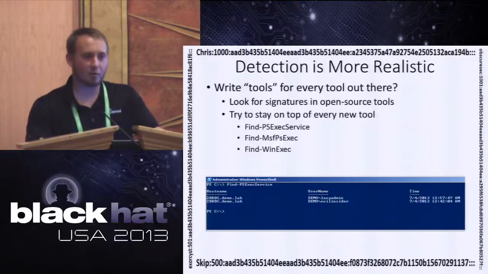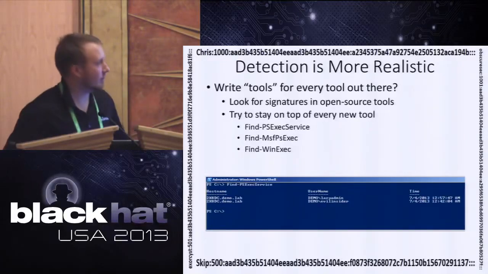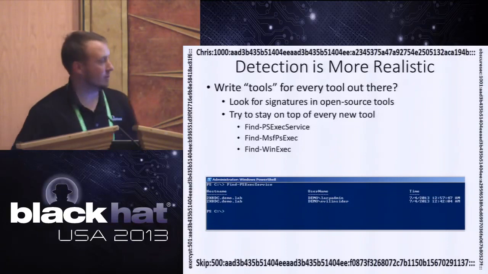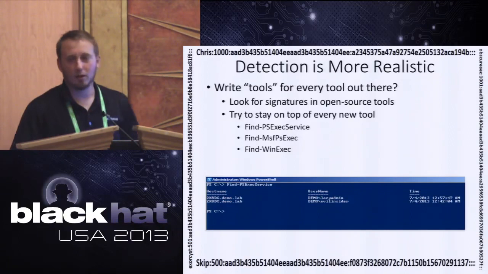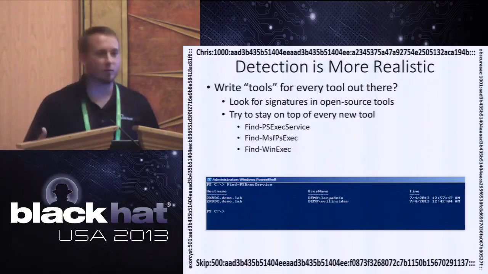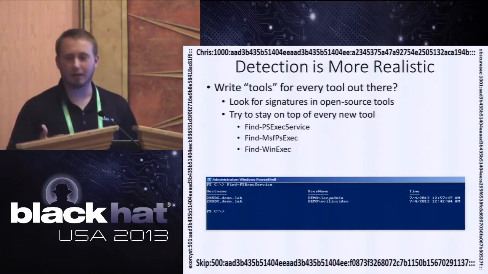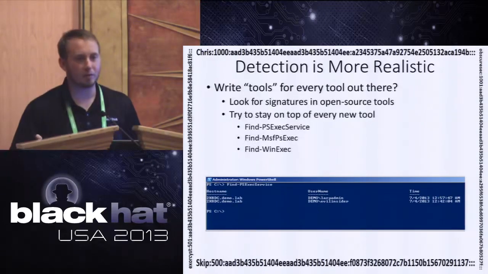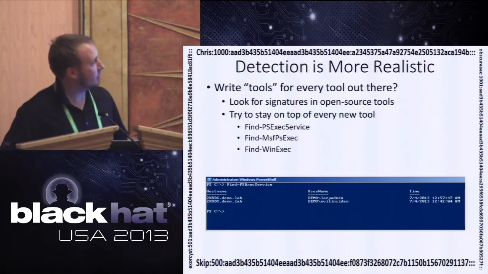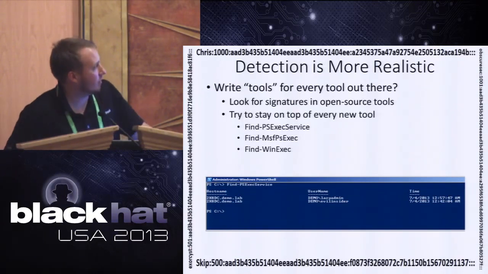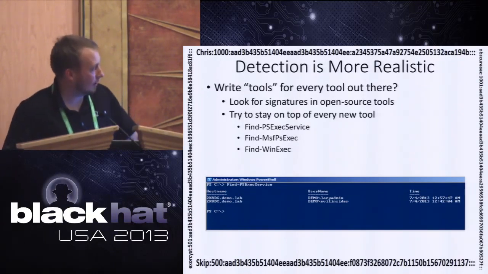There's a right way to do it and there's a wrong way. So let's go over the wrong way, which I've seen. You could write tools to detect, you could write signatures for every pass the hash tool that's out there. The pass the hash tools that Skip and I use are not the same as what's out there. And I think anyone who's a pen tester probably has unique variations of the tools, so the signatures aren't going to match. So I wrote 3 examples of stuff that I've seen written in network signatures before, and those are find psexec service, find the Metasploit psexec service, and find winexec.